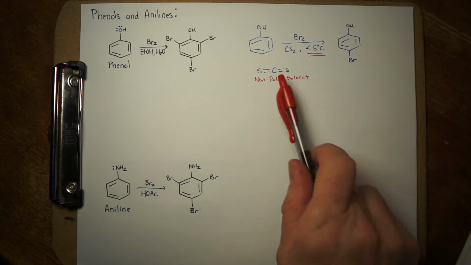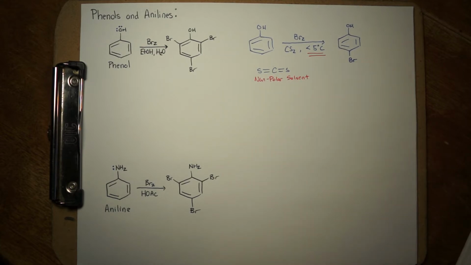I will mention that in this reaction we will also make a somewhat significant amount of the ortho-brominated product, but in this case the para-brominated product will be made in the majority.